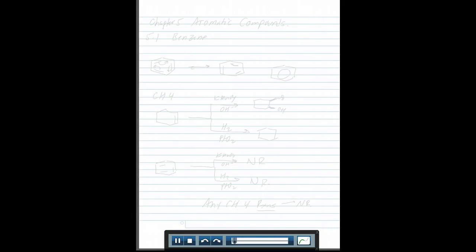Right, chapter 5 is about aromatic compounds. We've talked a little bit about them. Now we're going to get much more into them, and particularly the reactions with them. So we're going to be talking mostly about the benzene ring. This is section 5.1, the structure of benzene.